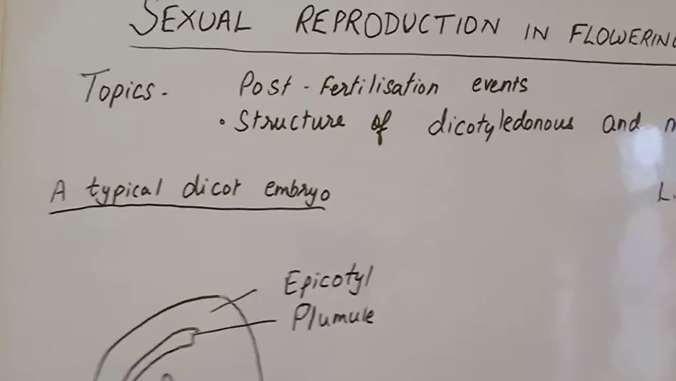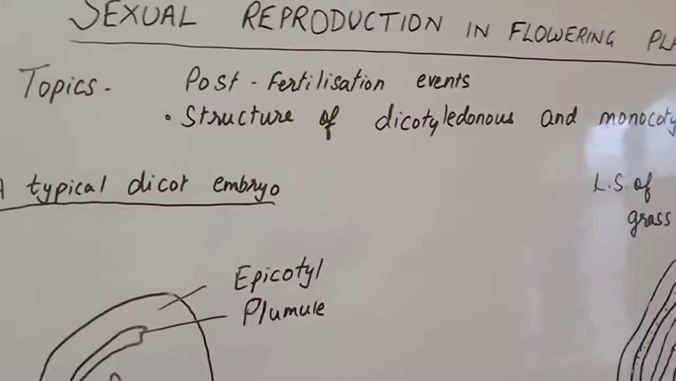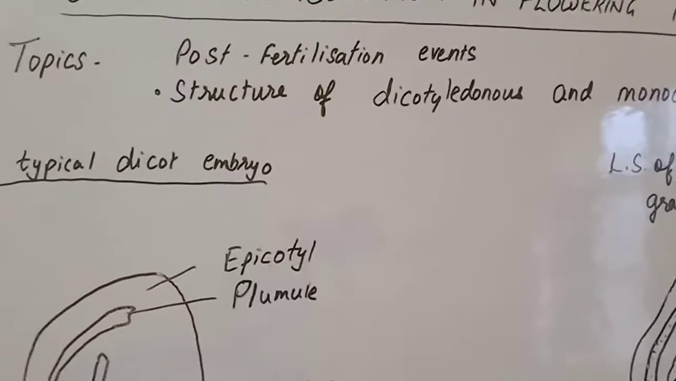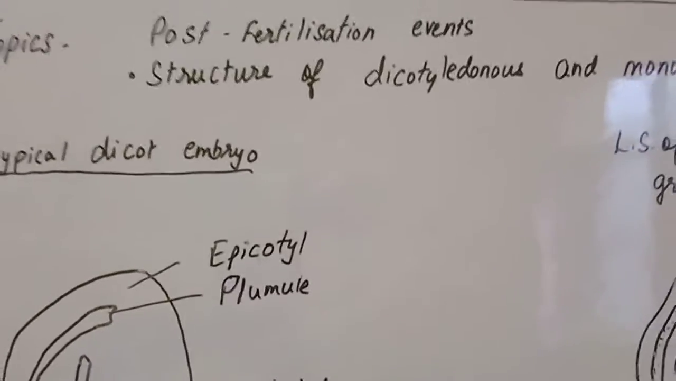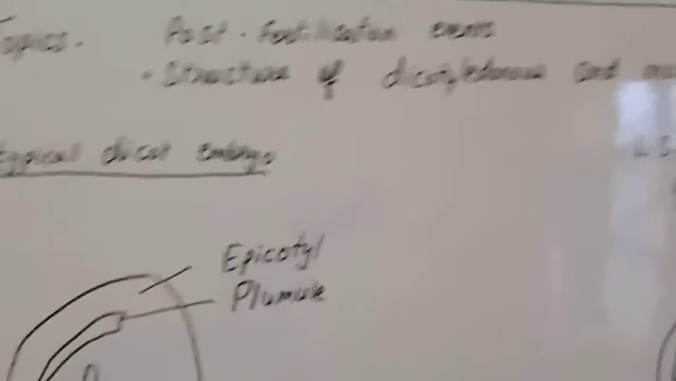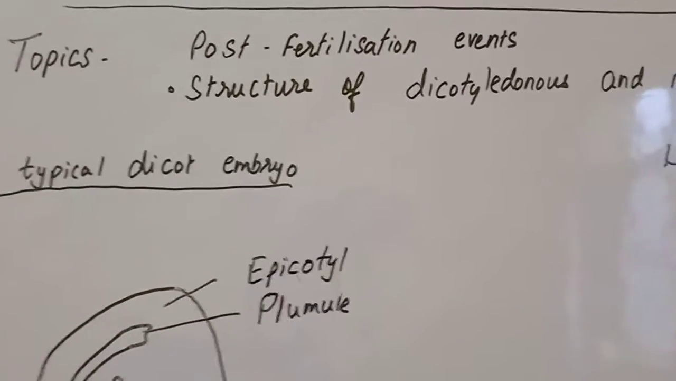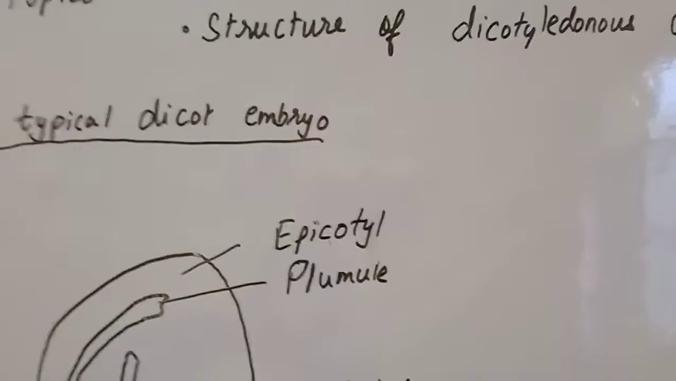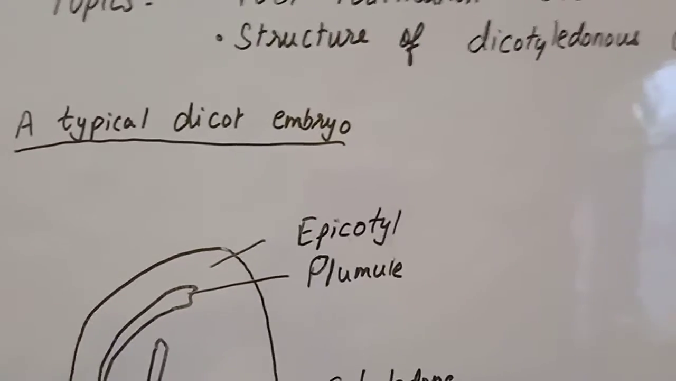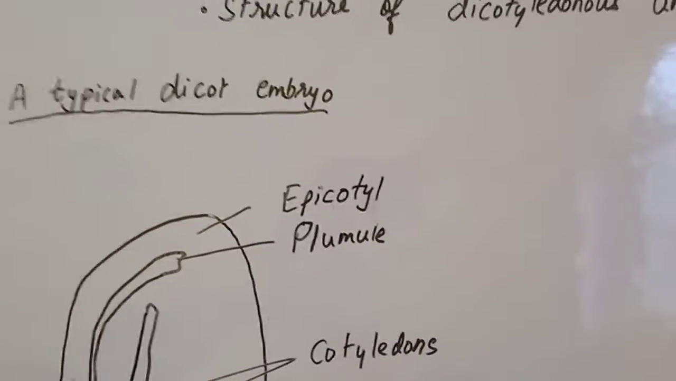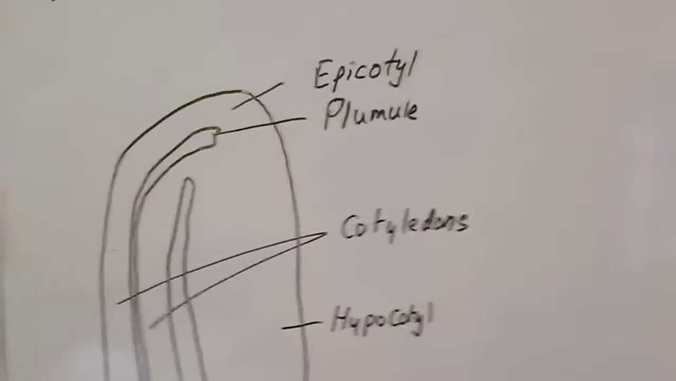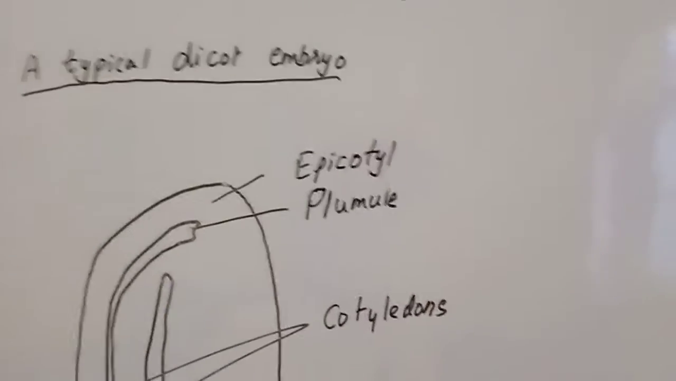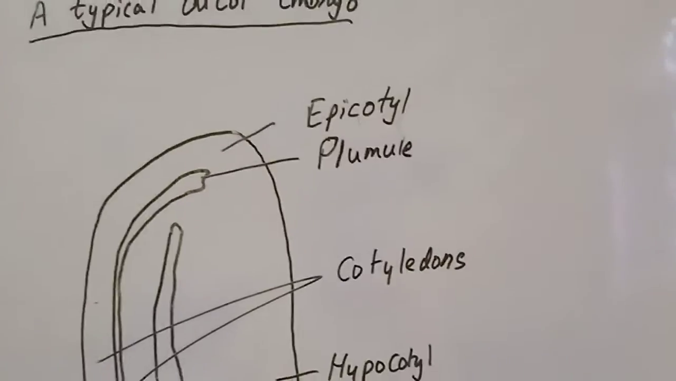Now if you see the initial stages of all the embryo, whether it is dicot or monocot, it is quite similar, and all the stages of embryo development together are called embryogeny. But the other stages are different and the structures are also different in dicot and monocot embryo. Now the structure of a typical dicot embryo, first we will see.